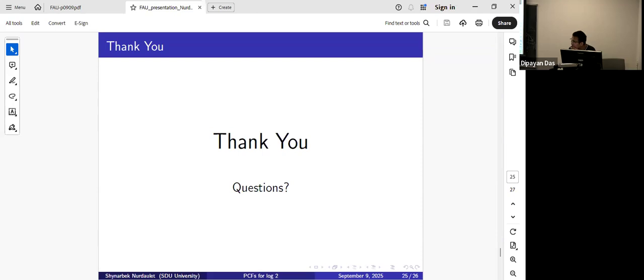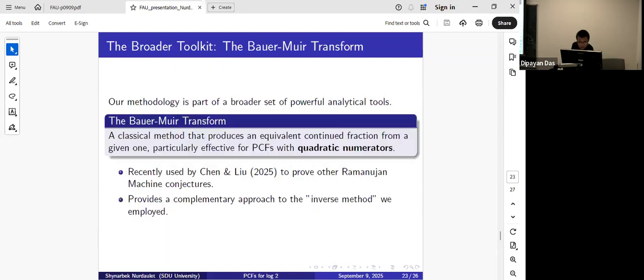I have a question. The conjectures that were proved by Chen and Liu, you were saying, are they related to any specific constants? What kind of constants? Mostly, it's not related to specific constants. It's related to any constants where the numerator is quadratic and the denominator is a linear polynomial.